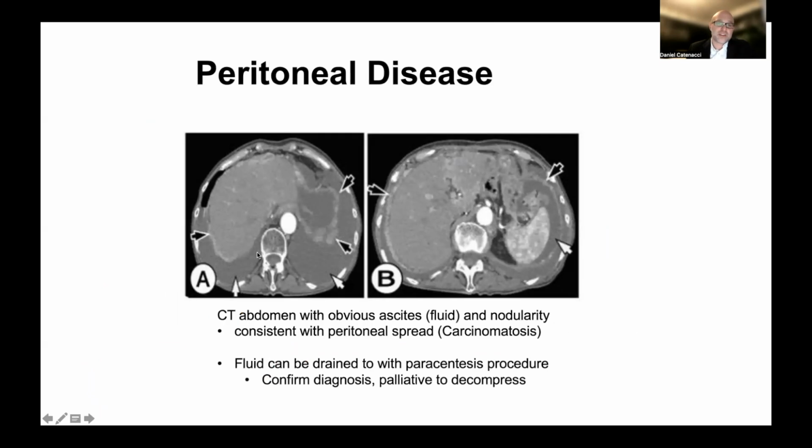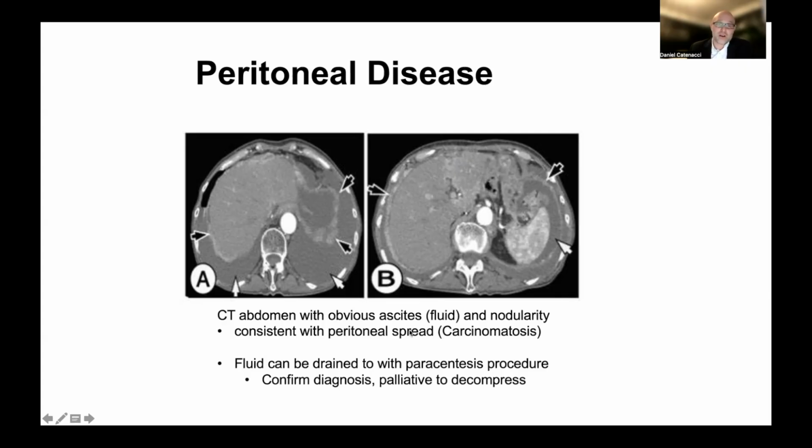And all of this dark gray area shouldn't be here. It's just a collection of fluid that we call ascites. The arrows on these scans are pointing to nodularity that the radiologist notes and visualizes. Ultimately, these end up being cancer nodules inside the abdominal cavity, and this is called carcinomatosis. So this is an example of a CT scan that obviously has peritoneal disease at the time of diagnosis.